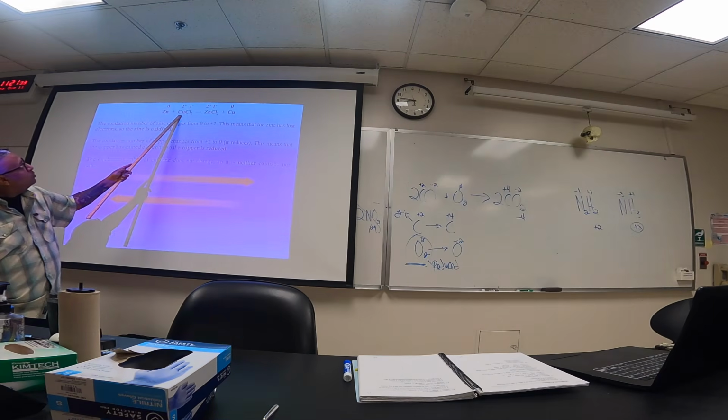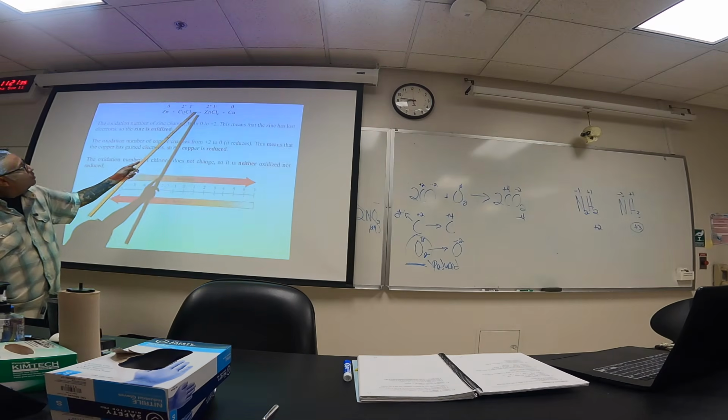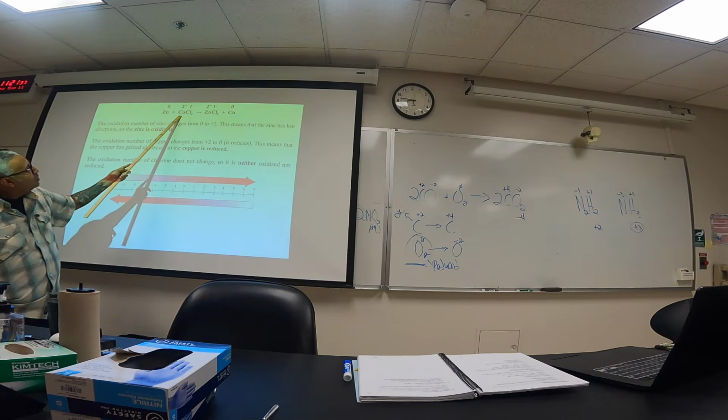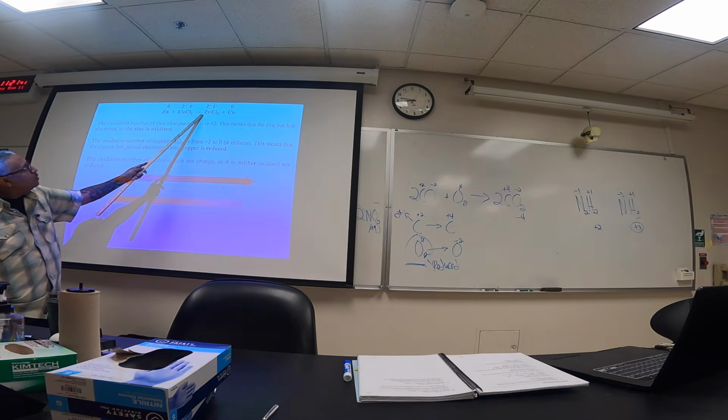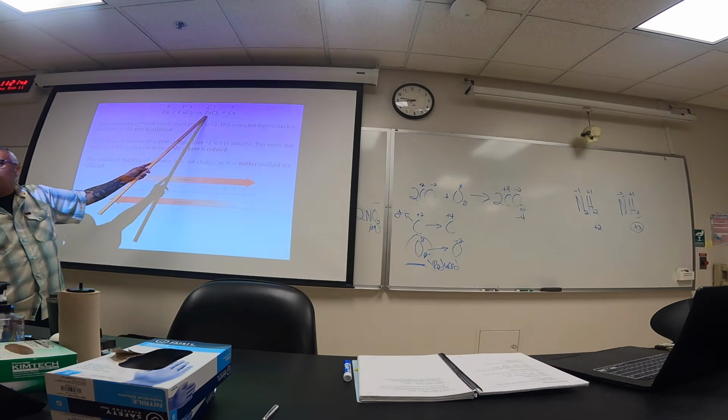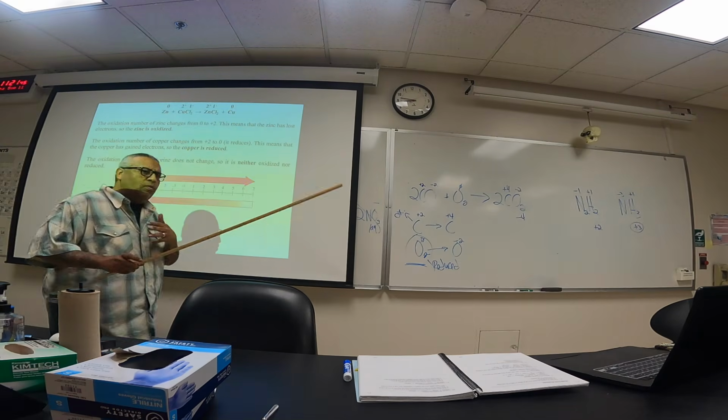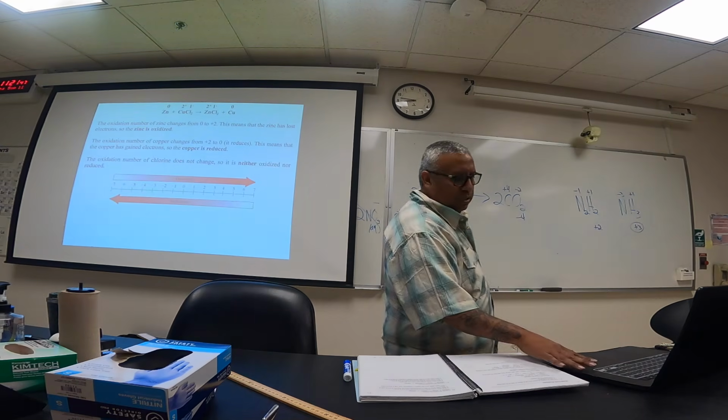The one that's reduced is the one that got smaller. 0 is less than 2. The copper was reduced. Zinc went from 0 to 2 plus. This was oxidized. Right? So we just have those terms that we need to memorize and understand.